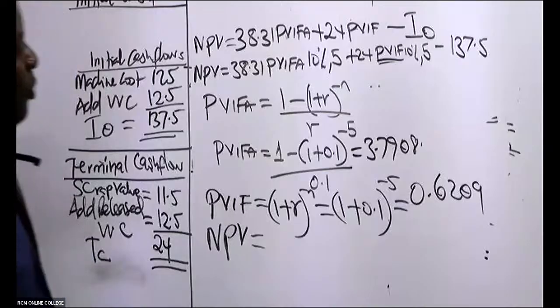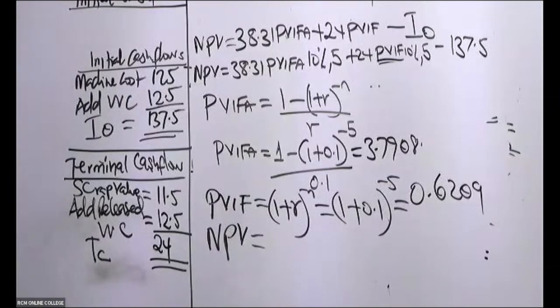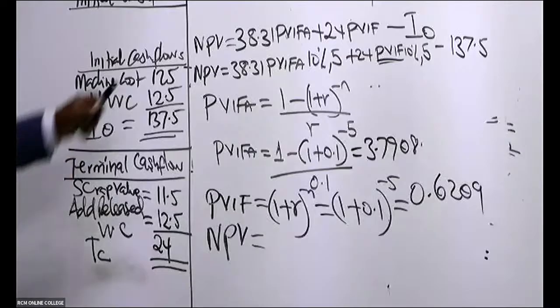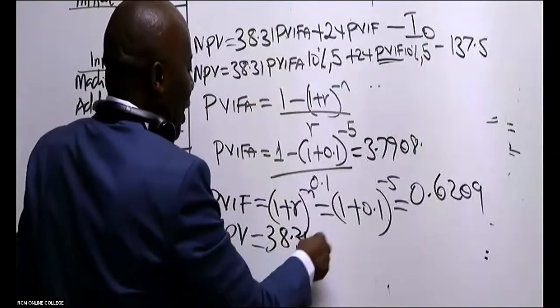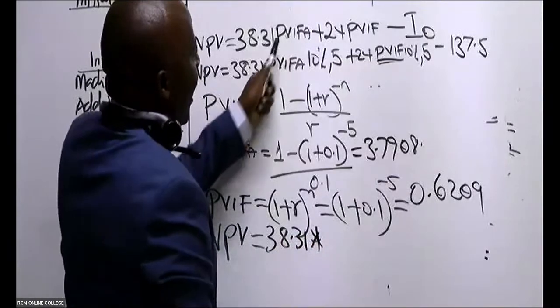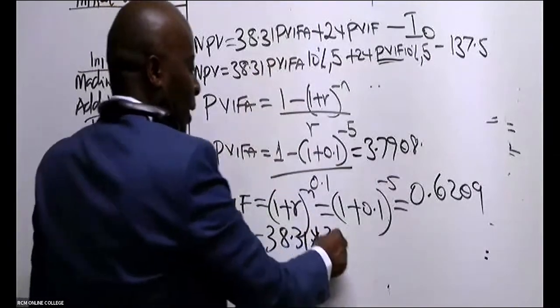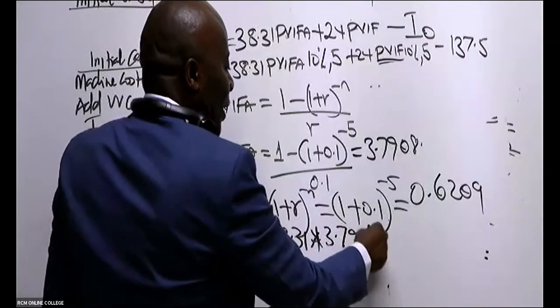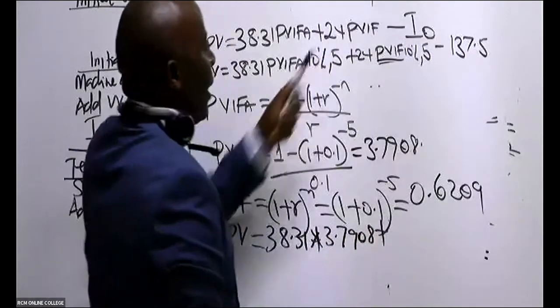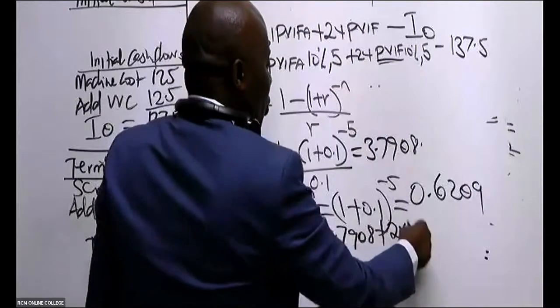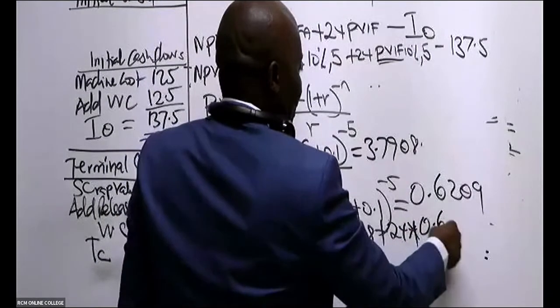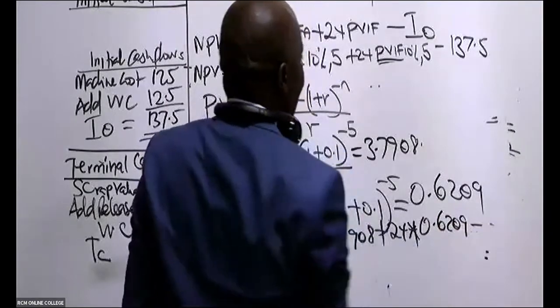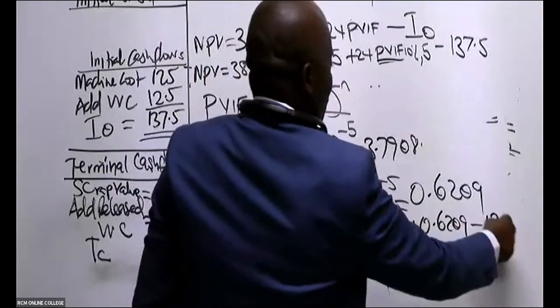Then go back to our formula of net present value. Remember we said it is this 38.31 times PVFA, and for the PVFA you have given me an answer: it is 3.7908, plus this terminal cash flow of 24 times PV, which happens to be 0.6209, minus the initial outlay of 137.5.